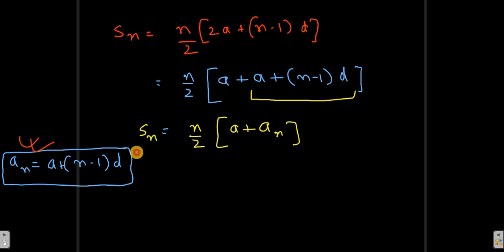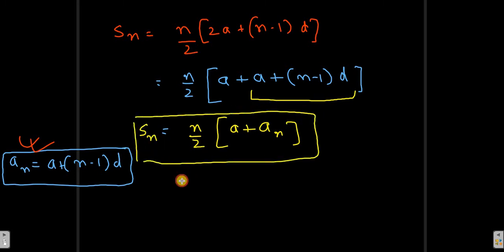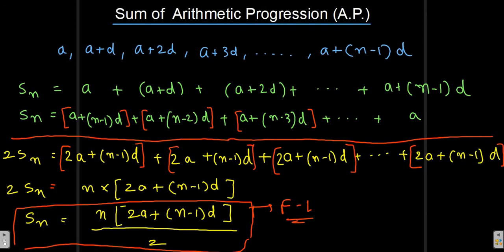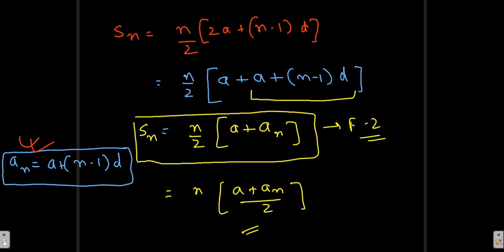So this is our next form: Sn equals n by 2 into A plus An, or you can write it as n into A plus An by 2, as you wish. You can write it like this too. So these two forms, that is form 2, let's say F2. So we have two forms as we have seen. Form 1 is n into 2A plus N minus 1 into D, by 2, and form 2 is n into A plus An by 2. With the help of these two formulas, we can find the sum of any arithmetic progression.